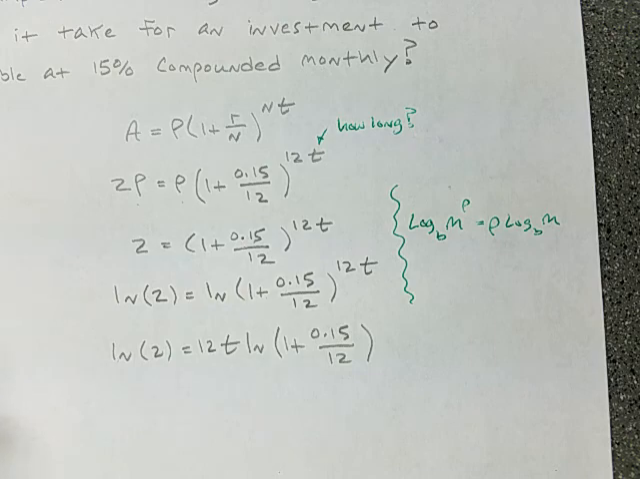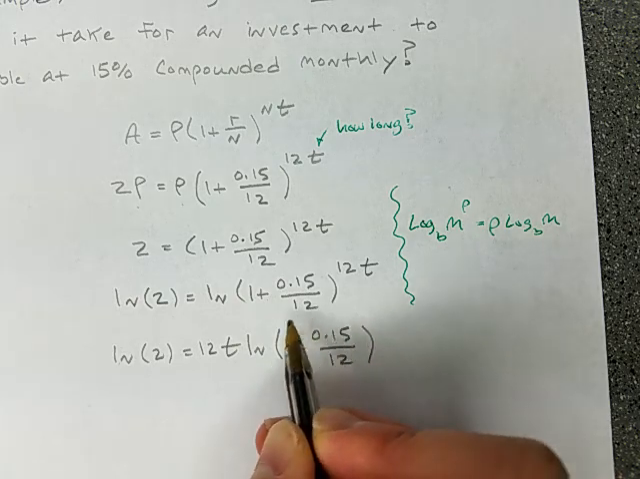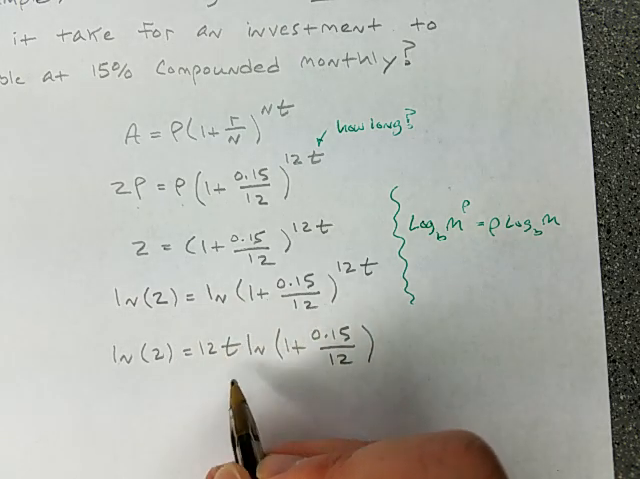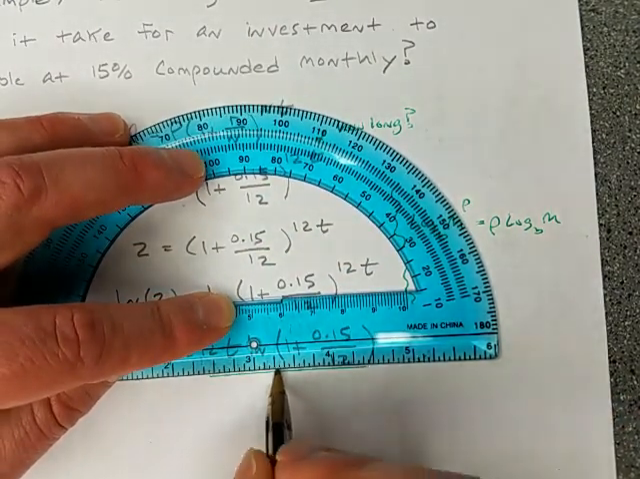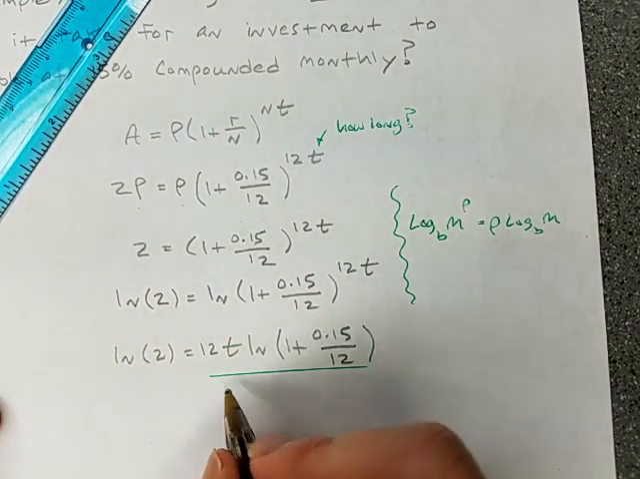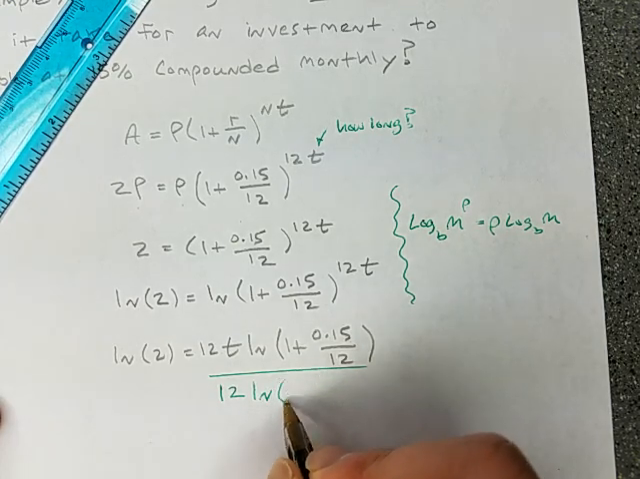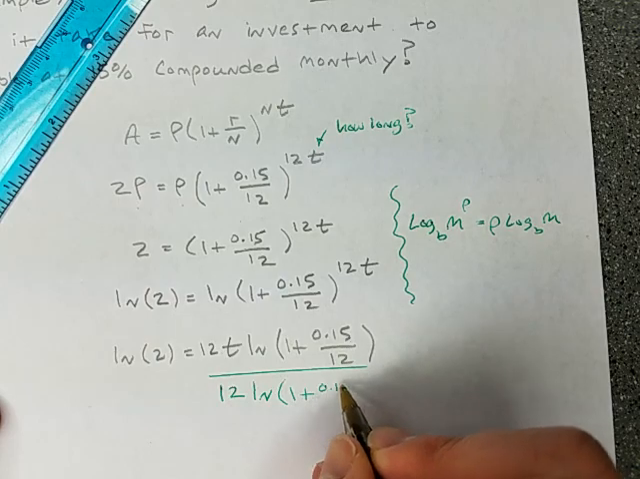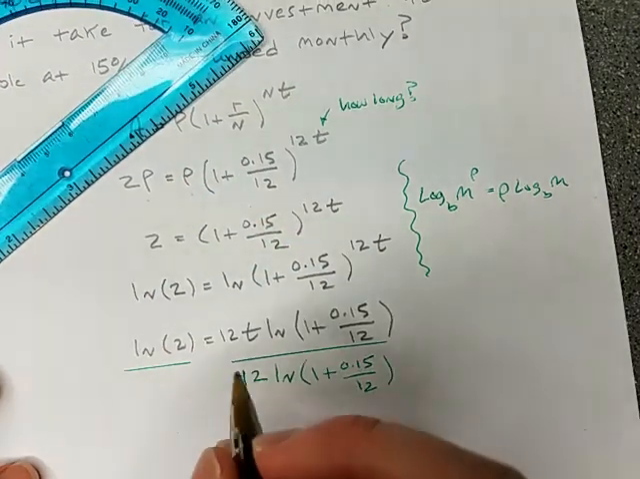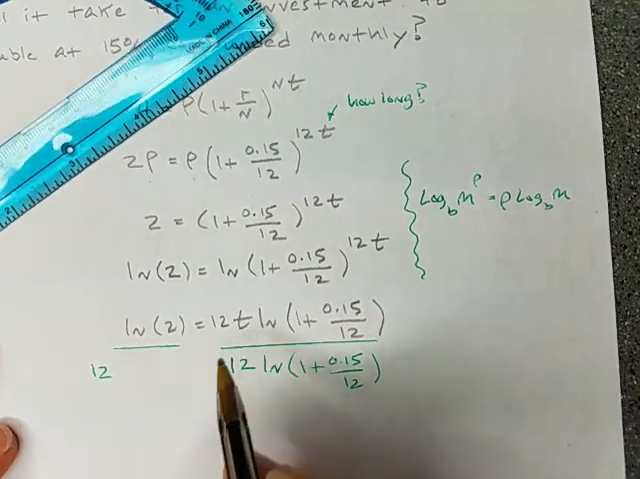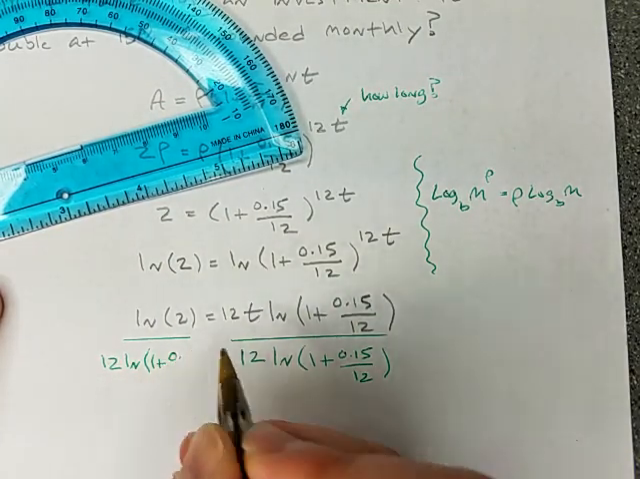Okay, so why does moving it there allow us to solve? Well, look. This 12 and that logarithm, I know that number looks intimidating, but it's just a number. These are all now multiplied together. What's the opposite of multiplying? It would be dividing. How could we cancel? Well, I could take this equation and divide both sides by 12 in order to cancel the 12, and divide both sides by natural log of 1 plus 0.15 over 12. And it will cancel and isolate the t. And that's what I wanted. That will be a solution to my problem.